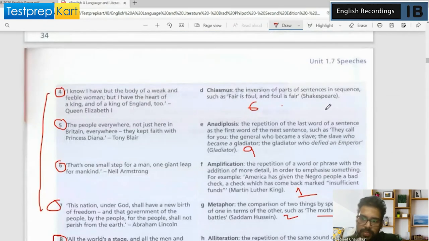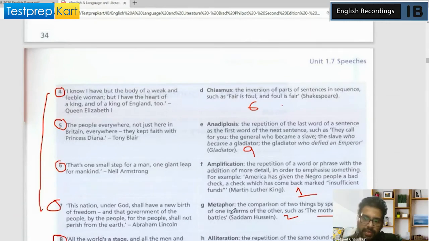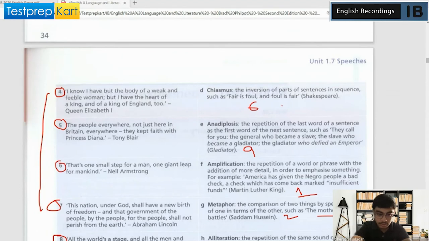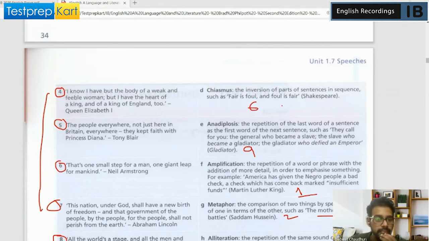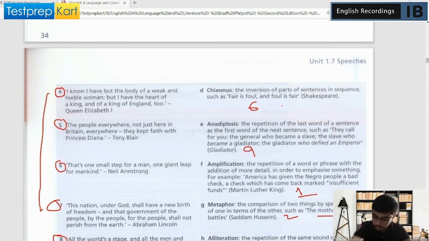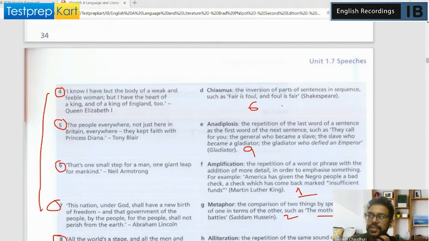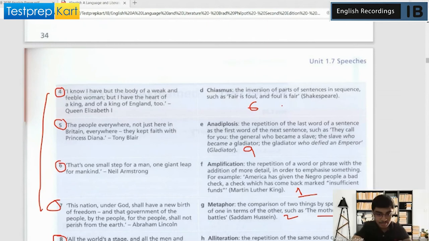Chiasmus. What's a chiasmus? The inversion of parts of a sentence in a sequence. So can you give an example of a chiasmus? A chiasmus? Yeah. Fair is foul and foul is fair, but I don't know. This part of the book is very weird for me. Like I have to think about something I cannot. Yeah, so think about it. I'm not telling you it should be off the top of your head. Make a sentence which is a chiasmus. If you pay your toll, I will take your soul. Or if you don't pay your toll, I will take your soul.